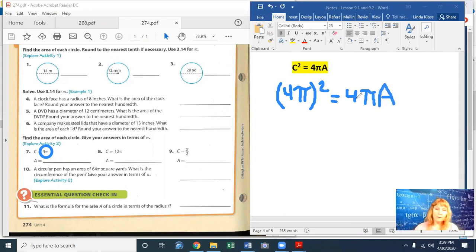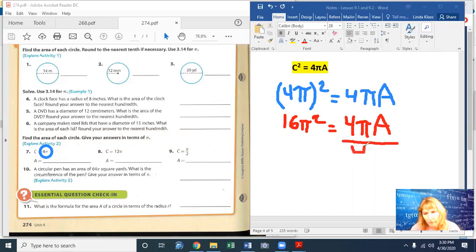Before we can do that, we're going to have to square 4 pi on the left side. So if I square 4 pi, what do I get? I get 4 times 4, 16. And I'm just going to leave the pi here with it. Pi squared, 16 pi squared. And that all equals 4 pi A, and A is our area. That's the one we're trying to get by itself, the letter A. So how do I get it by itself? I divide both sides by 4 pi.